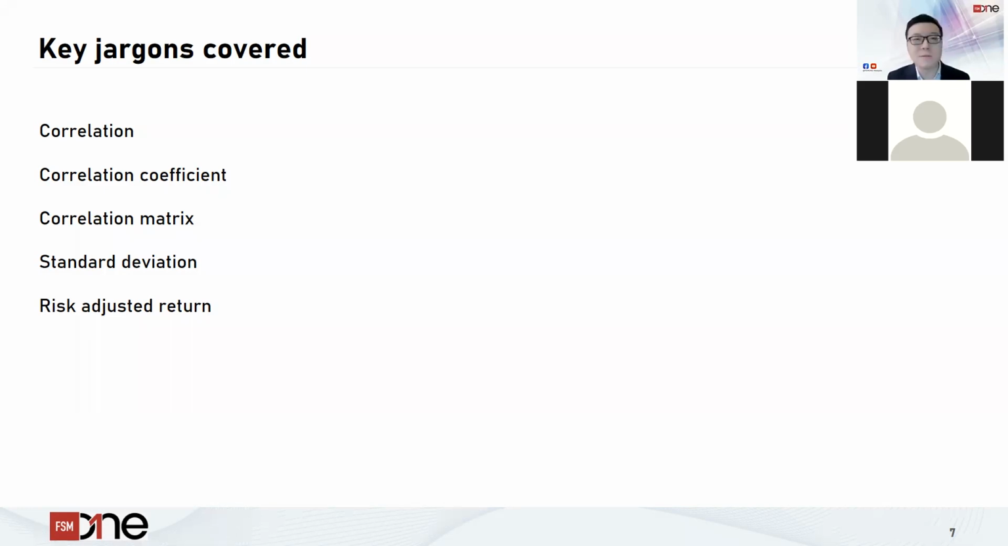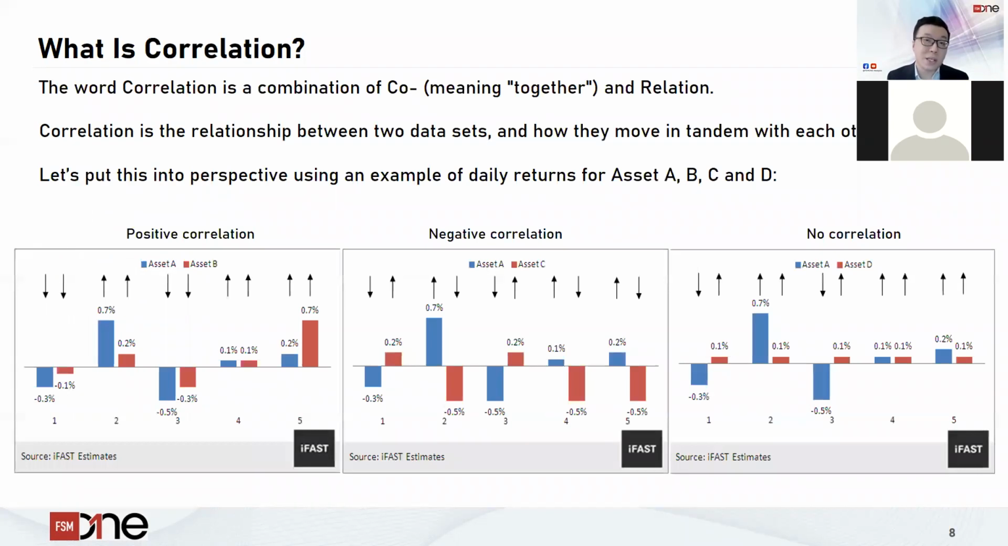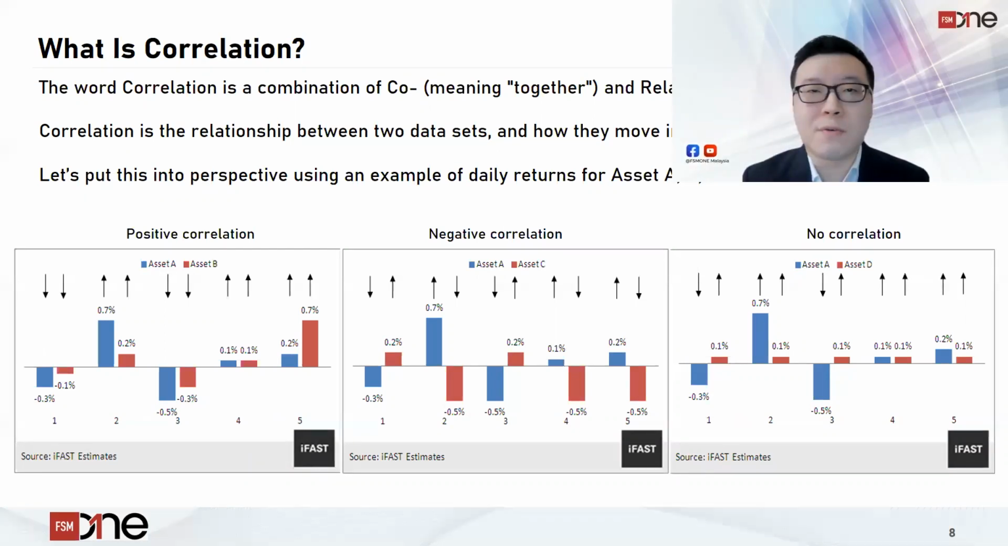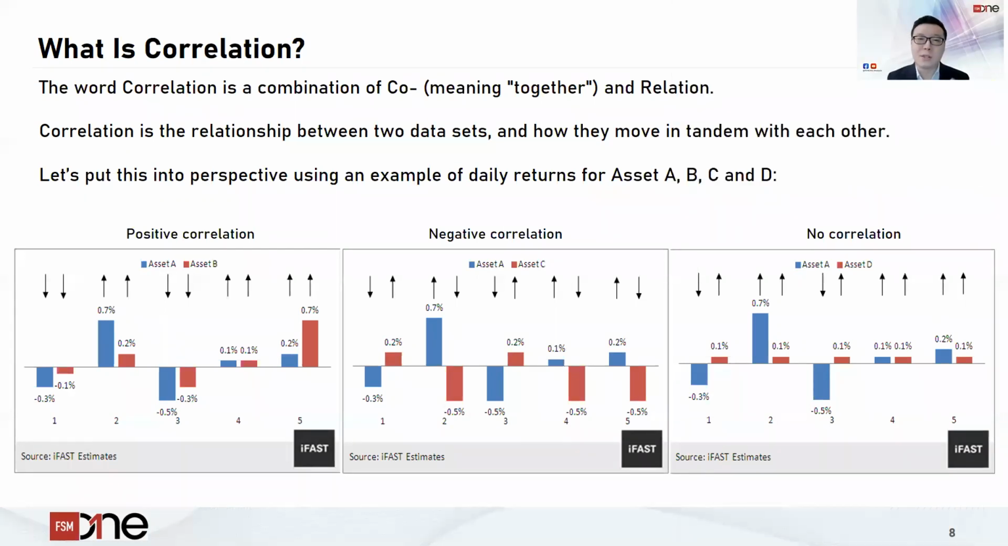So the first key jargon that I'll mention a lot today is correlation. What is correlation? It's a combination of the words co and relation. It is the relationship between two data sets and how they move in tandem with one another. Let's put this into perspective using an example between assets A, B, C, and D. These are fictional assets. Firstly, we have positive correlation. What is positive correlation? That means when asset A moves down, asset B also moves down, and when asset A moves up, B also moves up. So you can see they move in the same direction most of the time.